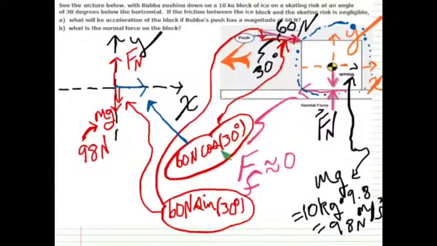And so what we have is the 60 Newton cosine of 30 degrees x-axis component of the push along the positive x-axis. Along the negative y-axis we have the weight, or 98 newtons, but we also have the negative y-axis component of that push, the 60 newtons sine of 30 degrees force that's down. We have that, and then along the y-axis we also have the normal force.